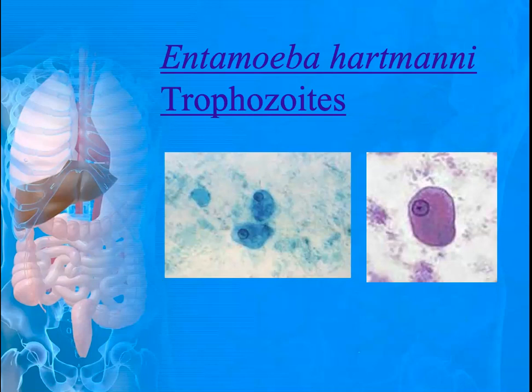So it has a bullseye nucleus with the central karyosome and evenly distributed peripheral chromatin. So I have a couple of pictures to show you that. Although, just looking at these pictures and not knowing relative size, we wouldn't be able to differentiate them. So again, these look exactly like Entamoeba histolytica trophs, which also look exactly like Entamoeba dispar.